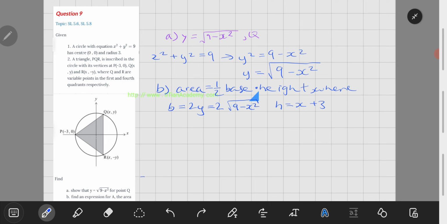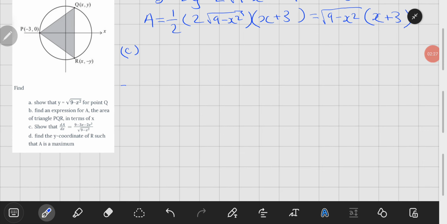Now our height is equal to some value x plus the distance on the left side of the leftmost quadrants, where the distance is 3. So our height, we can say, is x plus 3. So if we substitute these two values into our equation, we get that the area is equal to 1/2 times 2 root 9 minus x squared, times x plus 3, and then we can cancel out our 2's and get our expression for area.